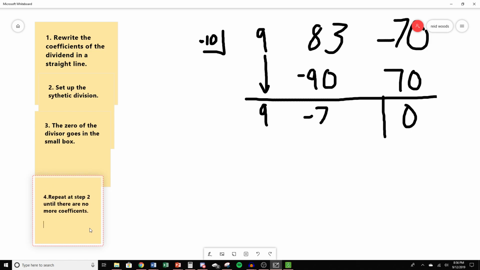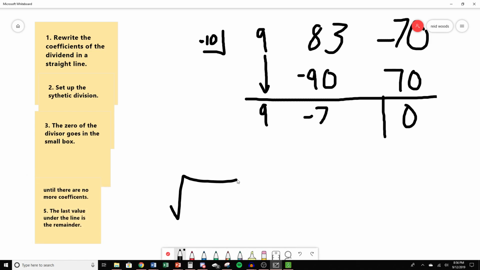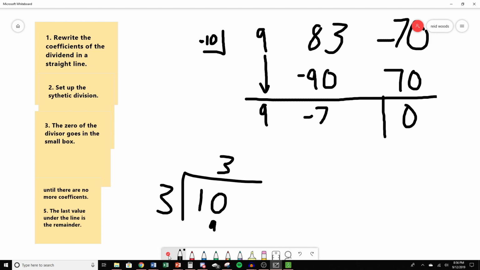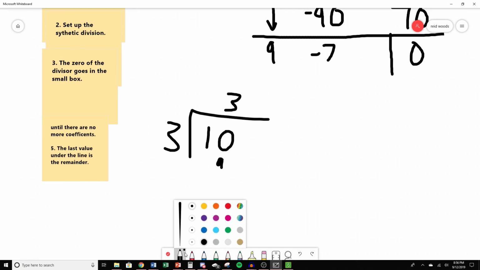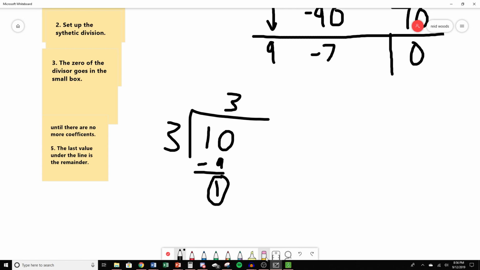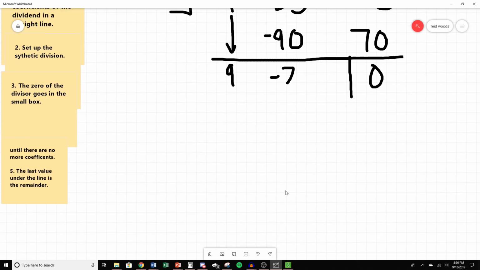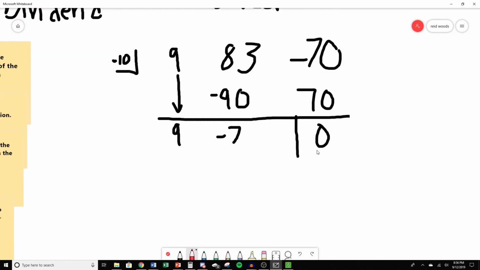We're going to write this as well. Just an extra note. The last value under the line is the remainder. If you remember from when you did division of numbers, like for instance, if I did, let's say 3 divides into 10, well, if I put a 3 here, I get 9, and when we subtract, we got 1, and this would be my remainder. This is the same idea, okay? This idea of a remainder, this is where it is. So we're actually going to highlight that. On your sheet, I would like you to write that. This is the remainder.